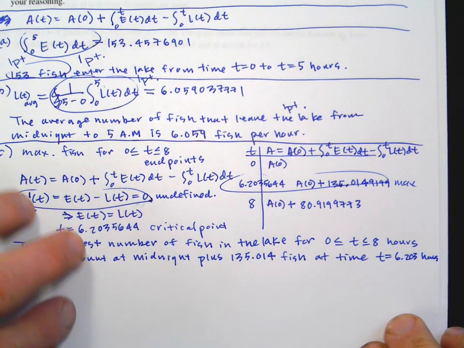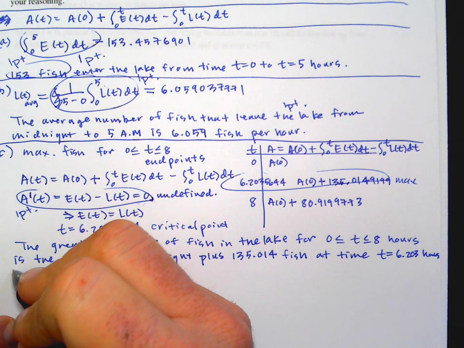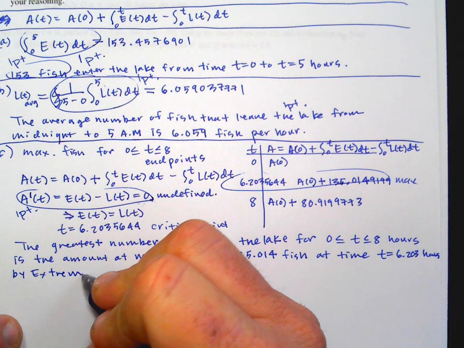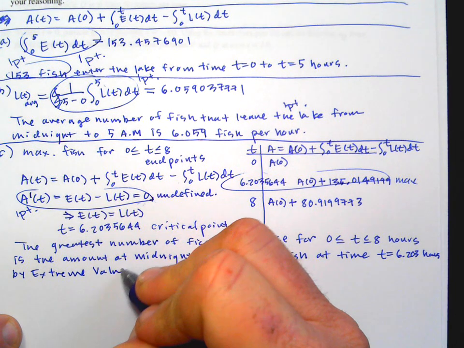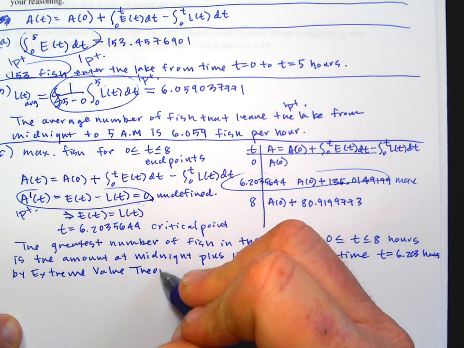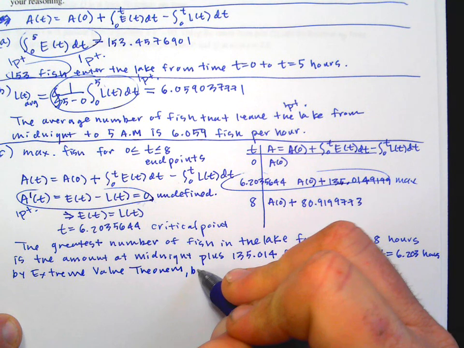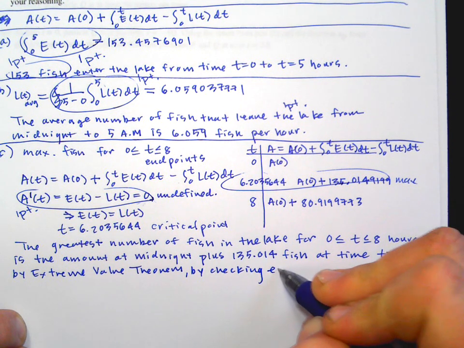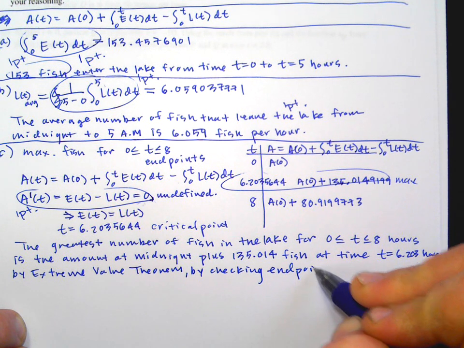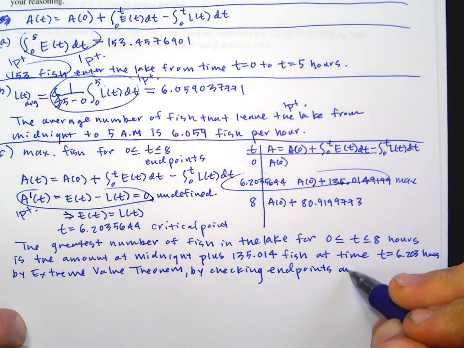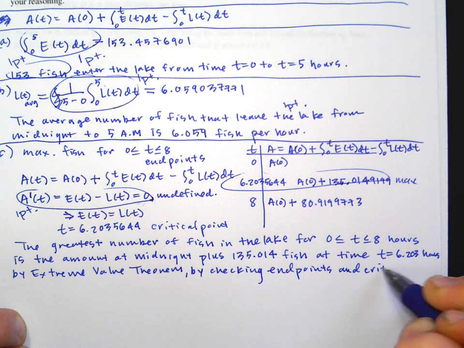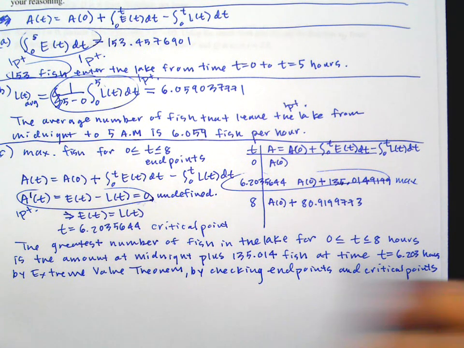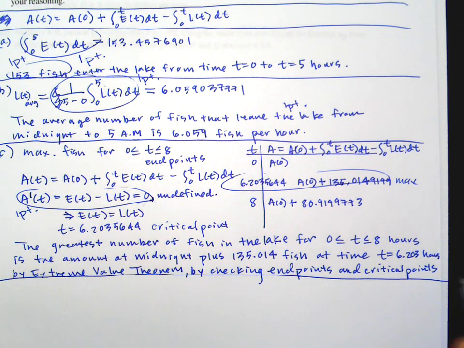And then I got to, by extreme value theorem, write it out. Don't give abbreviations. By extreme value theorem, you need to say this. And how does extreme value theorem work? By checking endpoints and critical points. So, there you go. That's part C.